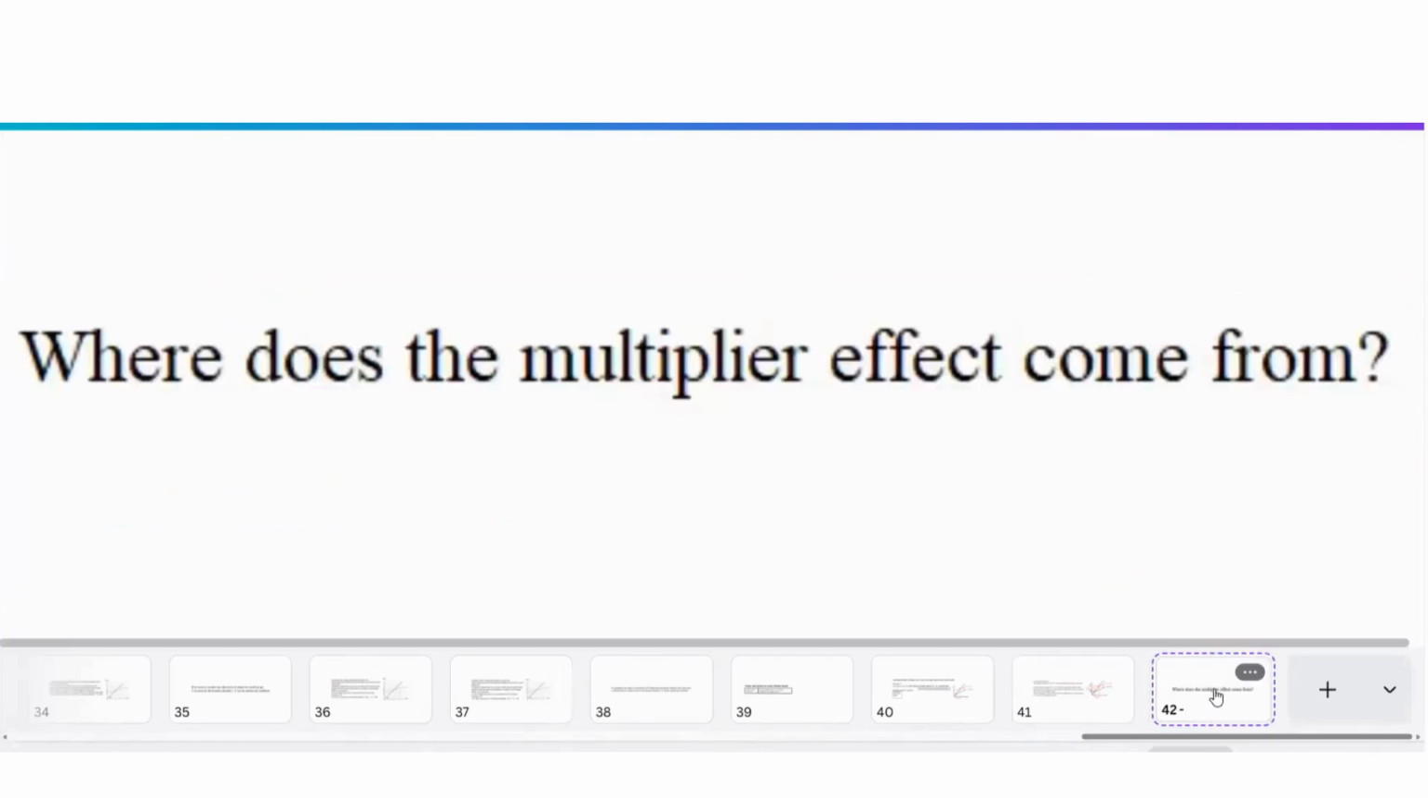Now the question arises, where does the multiplier effect come from? Which we'll look at in a later video.